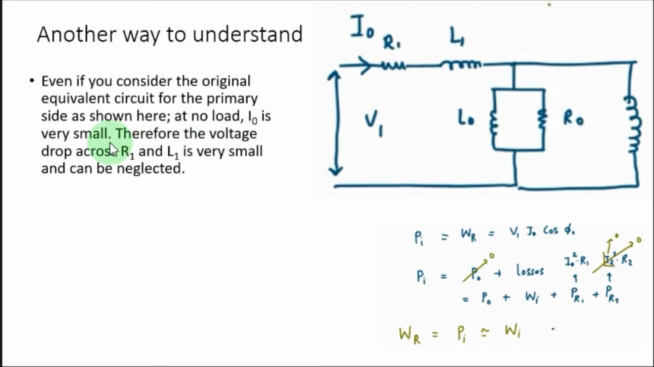So therefore the voltage drop across R1 and L1 is very small, because I naught is very small. I naught is the same current going through this one, and actually the voltage drops across these two can be neglected. So whatever V1 you apply here will be applied over here as well, right? So across these two components, we can assume the same V1 by neglecting these drops.